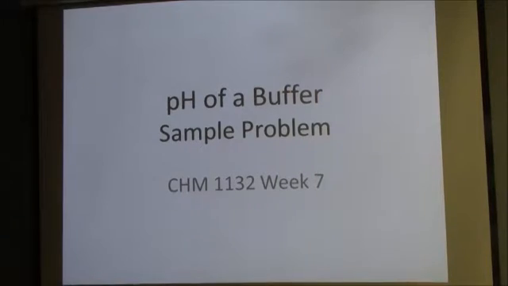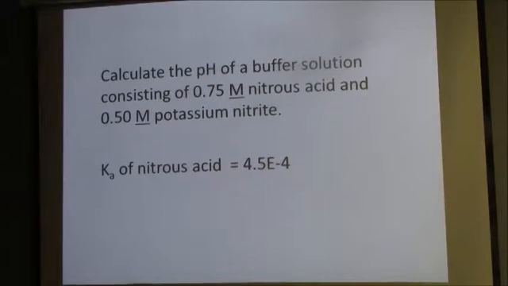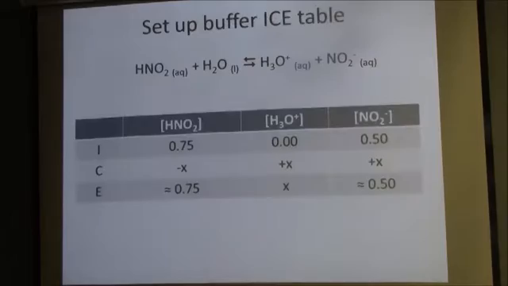In week 7, we're going to be talking about buffers, and there are two main types of buffer problems that we need to discuss. So here's the first type of buffer problem you'll encounter, figuring out the pH of a buffer, just the buffer itself. So here's an example. Calculate the pH of a buffer composed of 0.75 molar nitrous acid and 0.5 molar potassium nitrite. And the Ka of nitrous acid is 4.5 times 10 to the negative fourth.